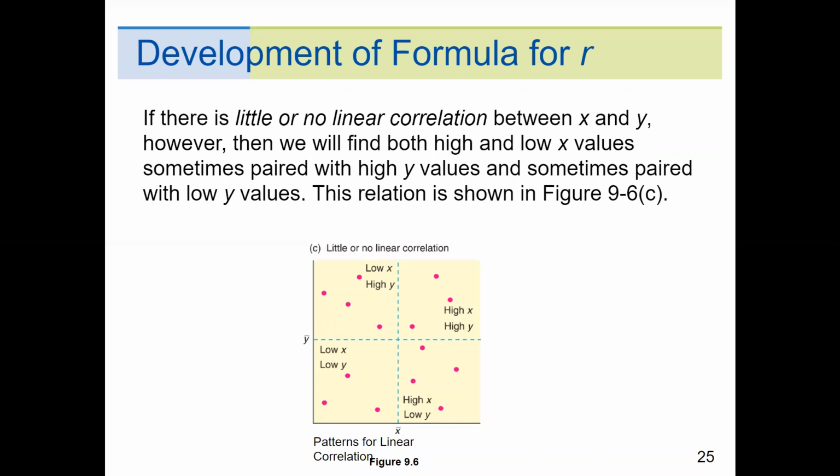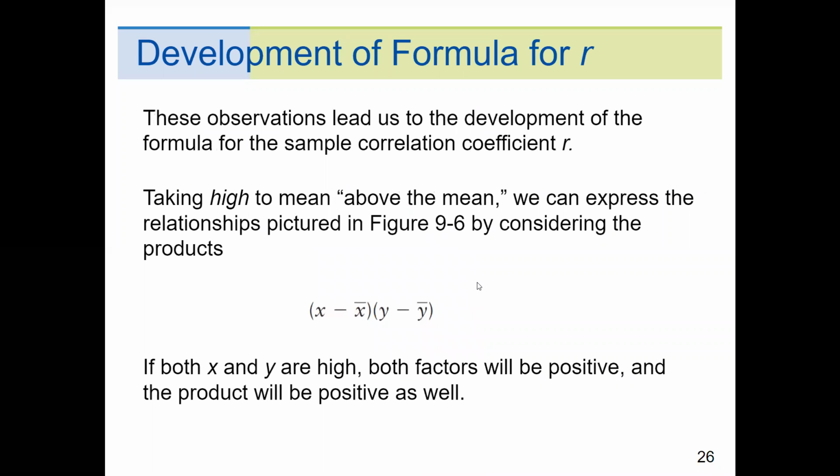If there's little or no linear correlation between x and y, however, we will then find both high and low values, sometimes paired with the opposites. You can see here low and high, high and high, low and low, high and low. You don't really have any idea of what's going on here. These observations lead us to develop the formula for the sample correlation coefficient R.